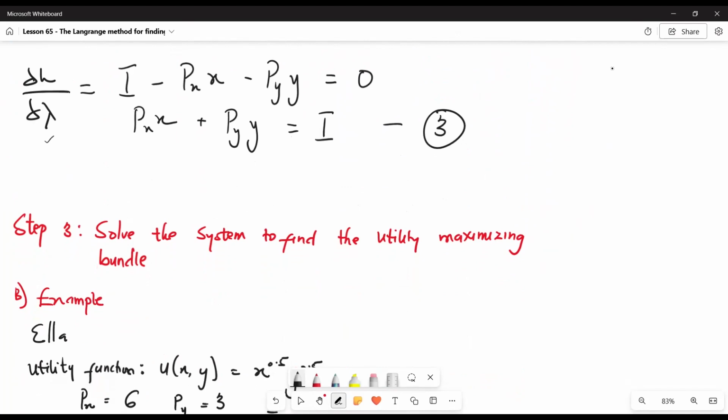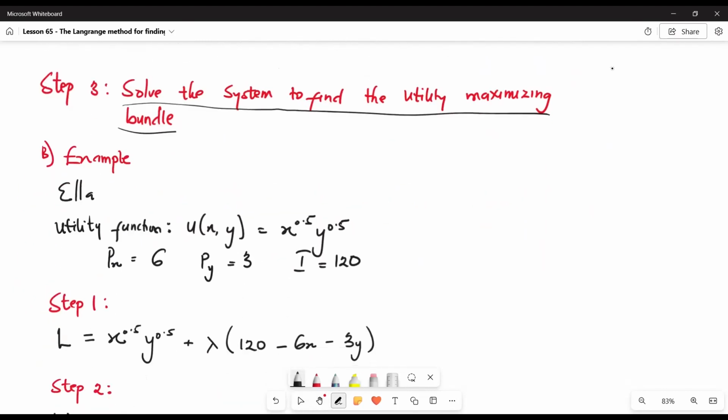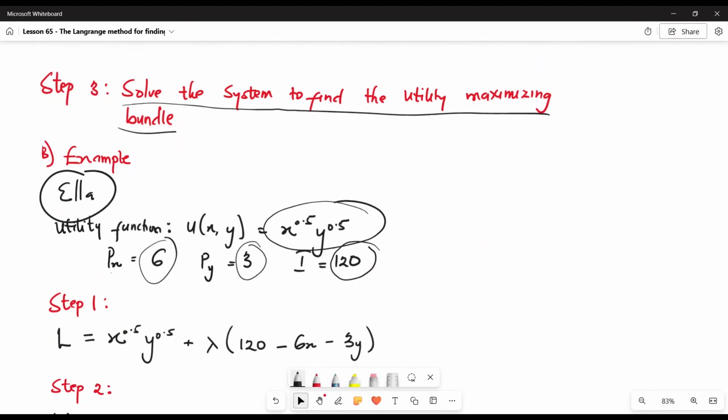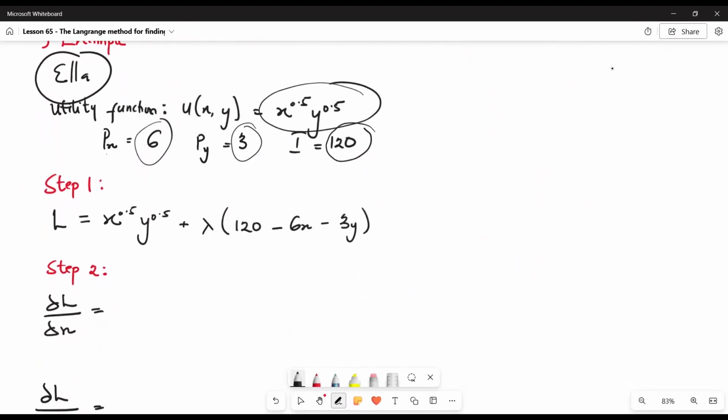So the next step in using the Lagrange method is simply to solve the system to find the utility maximizing bundle. So let's include some numerical values so that we can move on with our solution. Consider a consumer named Ella who has a utility function represented by this, and the price of good X as 6 and the price of good Y as 3 and income as 120. So with this information, let's follow the steps that we have shown above.